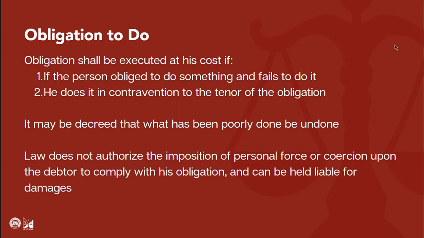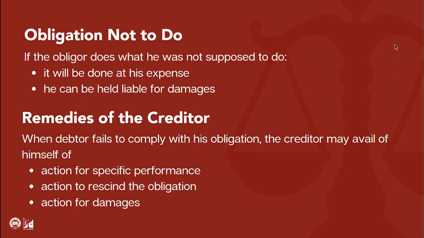Under the obligation not to do, if the obligor does what he was not supposed to do, it will be undone at his expense and he can be held liable for damages. The remedies of the creditor: when the debtor fails to comply with his obligation, the creditor may avail himself of an action for specific performance, an action to rescind the obligation, and an action for damages.